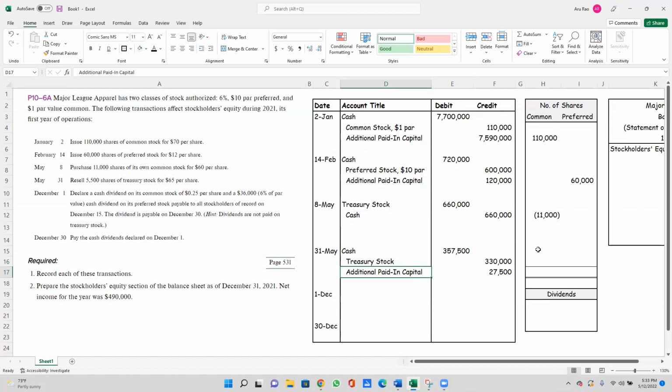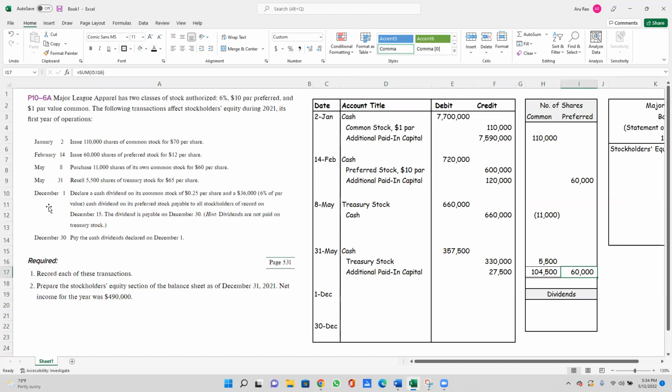Now what happens to the number of shares outstanding? That's going to go up again. It's going to go up because I sold 5,500. I'm looking at outstanding means how many are held by the public. So at this point of time, I'm going to do a total. I have a total of 104,500 common shares outstanding. The original 110,000 minus 11,000 what I bought back, plus 5,500 what I sold again. This is how much the public are holding. And this number is very important for the next journal entry. Preferred shares, I bought 60 and that's all that's happened. So that number just stays where it is at 60.